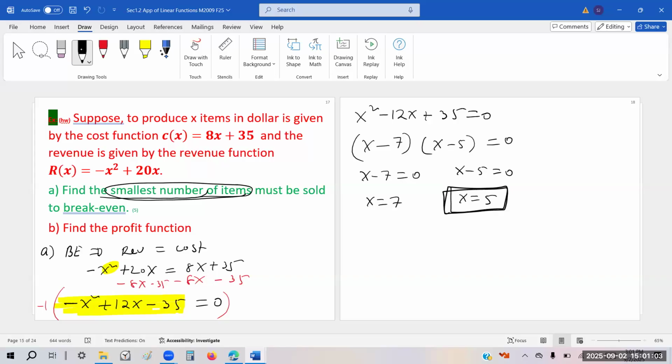In the final exam, if this is a multiple choice question and you see both 7 and 5 and you pick 7, you get it wrong because 7 is not the smallest one. You have to pick 5, the smallest one.